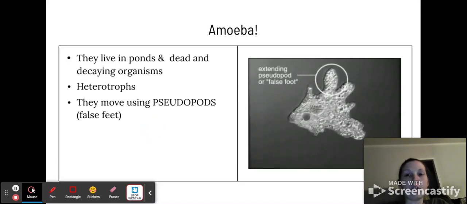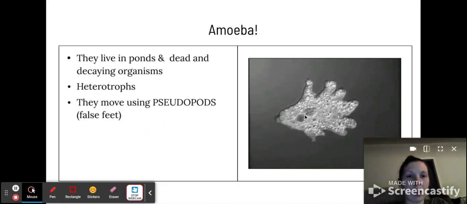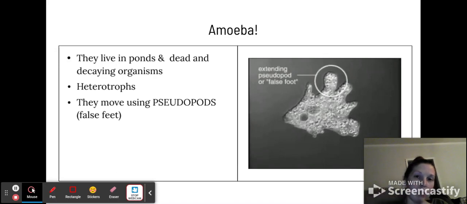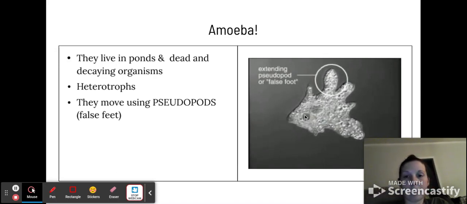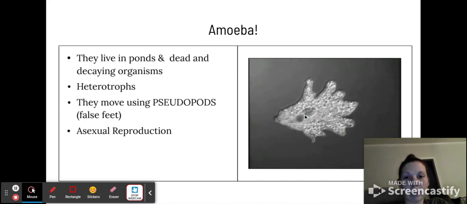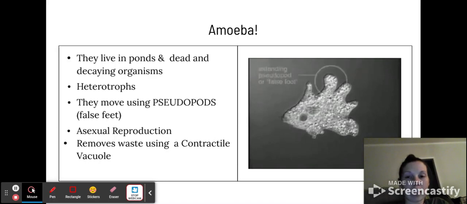And they also move using what are called pseudopods, which are false feet. You can see that in the GIF here, where their arms are reaching out and pulling them in a specific direction. That's called a pseudopod. They do reproduce through asexual reproduction, and they remove waste using a contractile vacuole.